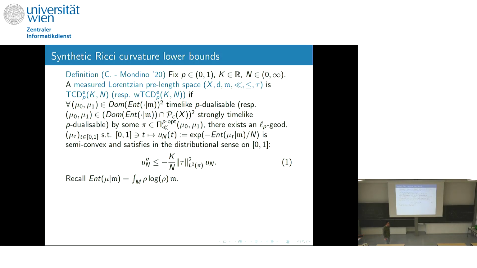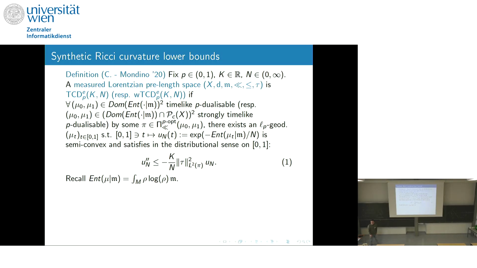we have seen that this condition comes in both the classical one and the weak version, depending on how many couples of probability measures you are asking this condition to be satisfied. So if you ask for every couple of probability measures that are timelike p-dualizable, we have seen the definition, that means that the dual formulation of the optimal transport problem is valid, so the duality holds. So if for any couple of timelike p-dualizable probability measures, where p is this exponent between 0 and 1, there exists a probability measure pi that is moving mu naught to mu 1.